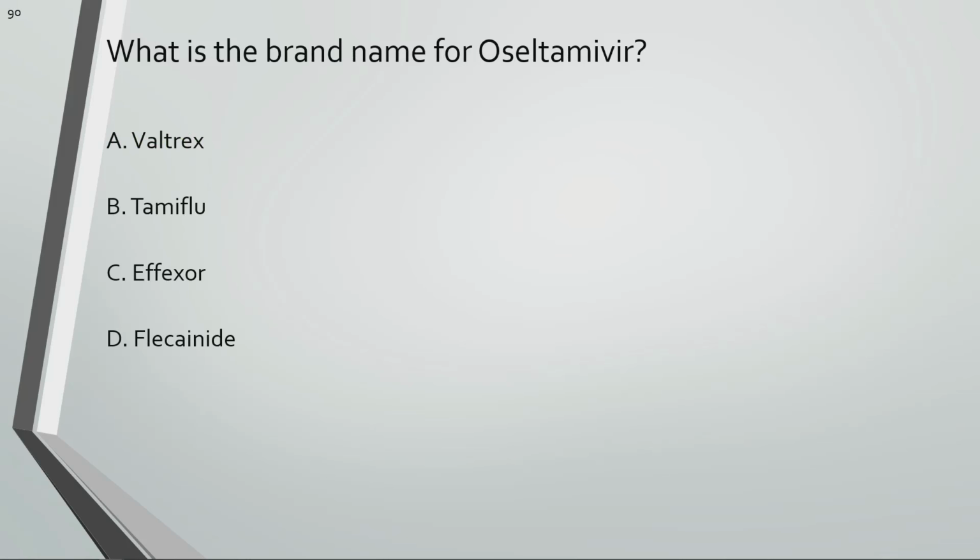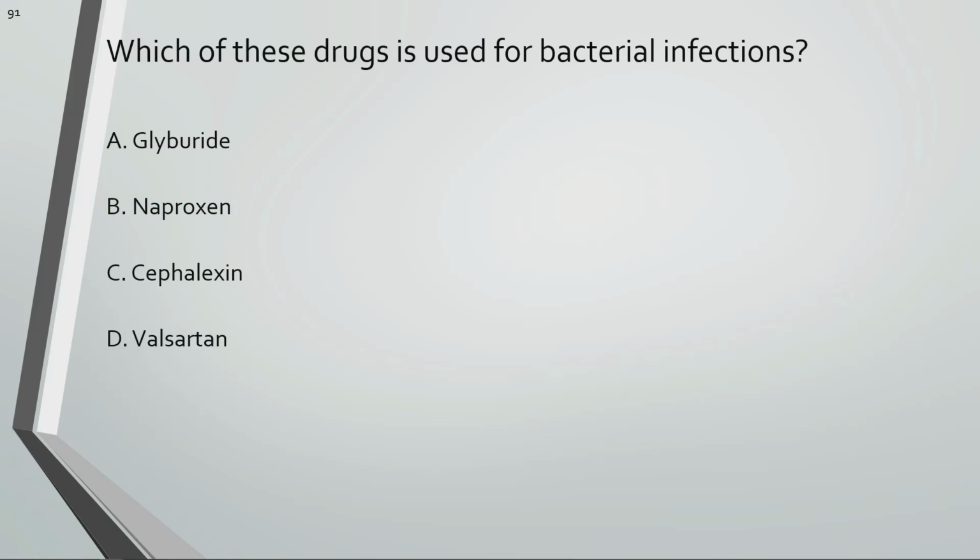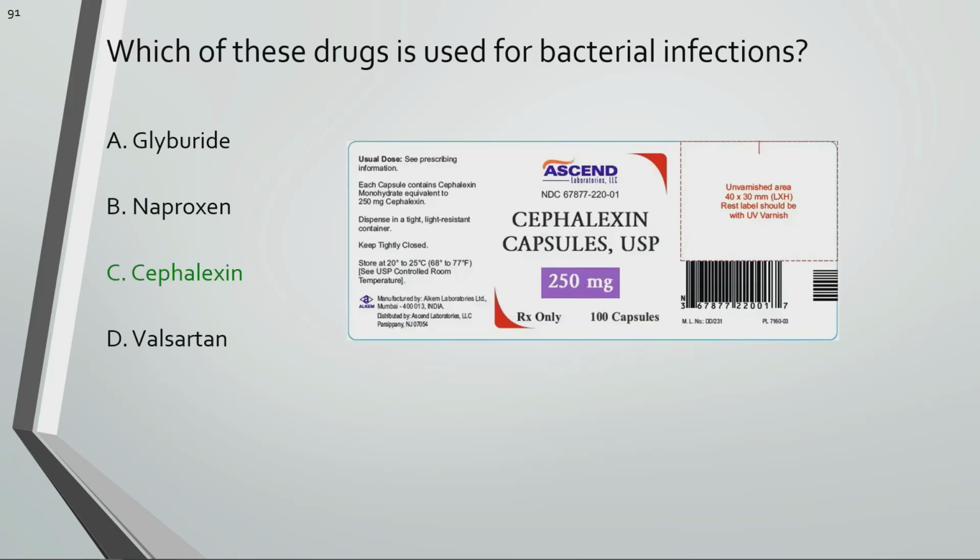What is the brand name for oseltamivir? The brand name for oseltamivir is Tamiflu. Tamiflu is used to reduce the duration and severity of flu symptoms. Which of these drugs is used for bacterial infections? Cephalexin is used for bacterial infections.